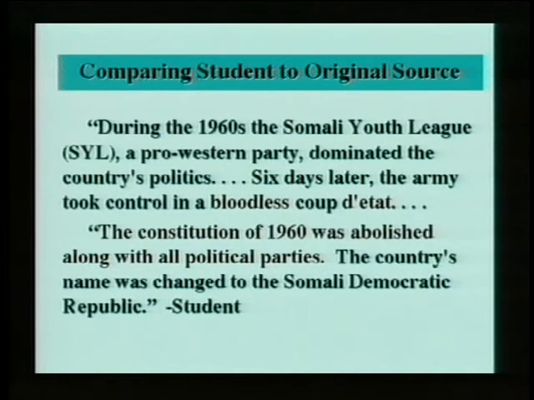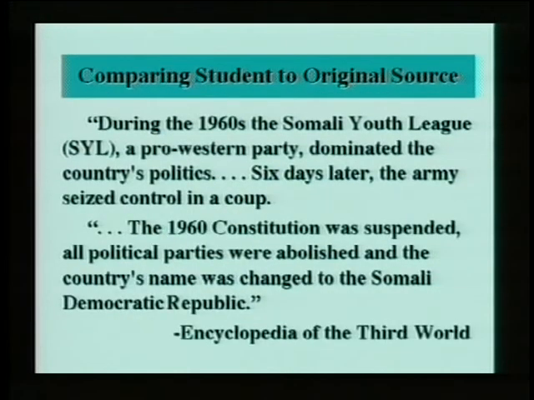In the Encyclopedia of the Third World, the passage appears this way. "During the 1960s, the Somali Youth League, a pro-Western party, dominated the country's politics. 6 days later, the army seized control in a coup. Power was assumed by the Commander-in-Chief, Major Siad Barre. The 1960 Constitution was suspended. All political parties were abolished, and the country's name was changed to the Somali Democratic Republic."